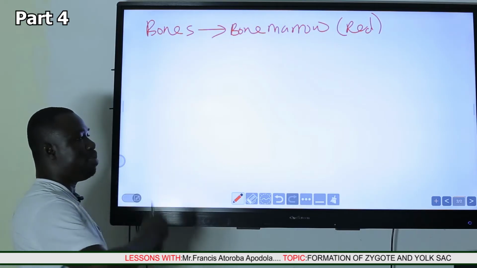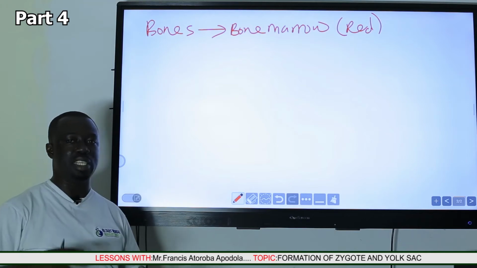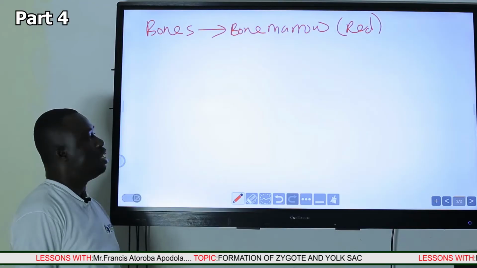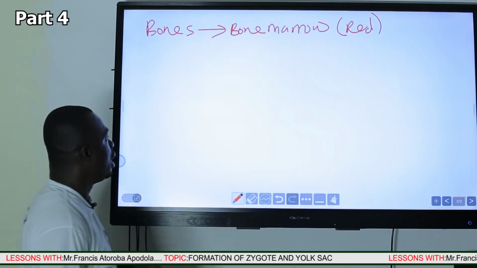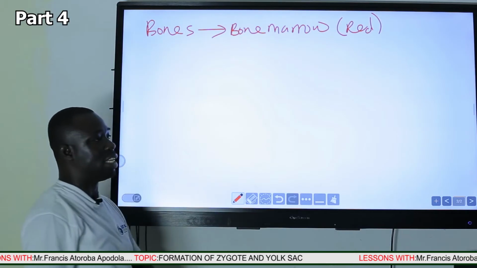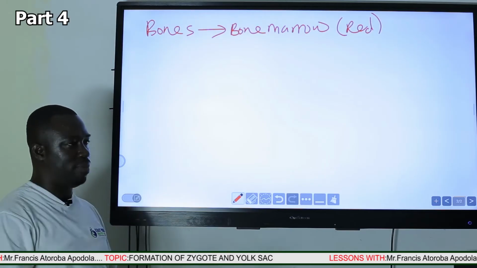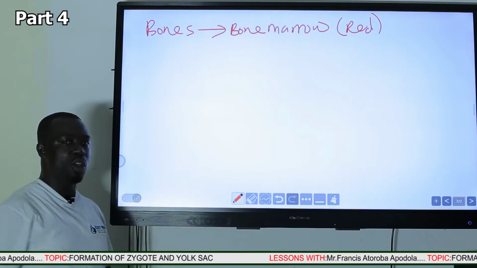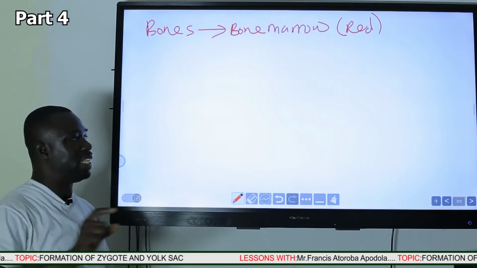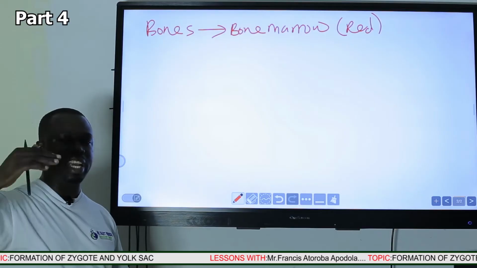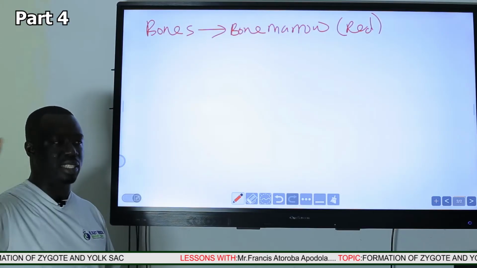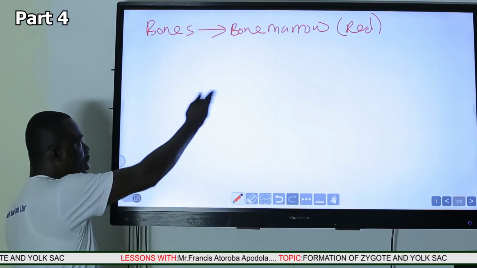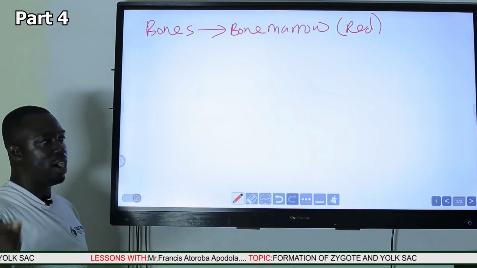So within the 6th month onwards, the 6th, 7th, 8th and 9th month, the bones of the fetus begin to form, and hematopoiesis begins in the bone marrow. In fact, much of the blood cells will be coming from the bone marrow, specifically the red bone marrow. What makes the bone marrow red at this stage is the higher concentration of hematopoietic stem cells. Hematopoietic stem cells are actually red, and that explains why the red bone marrow is red.